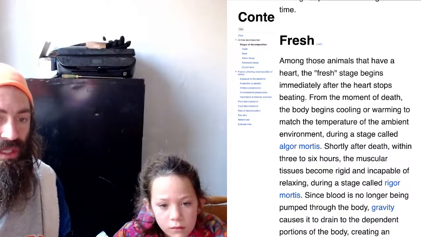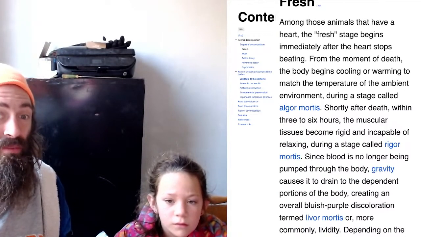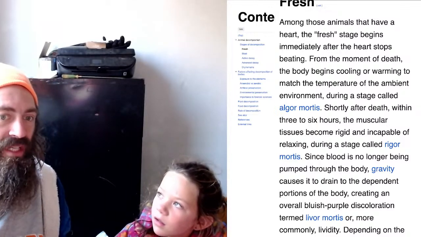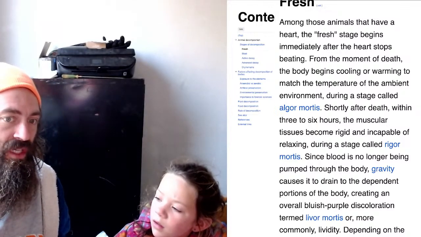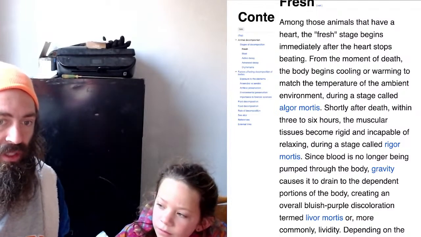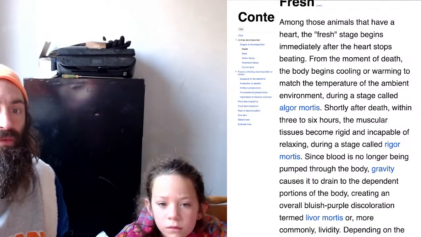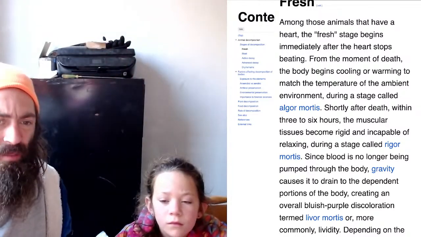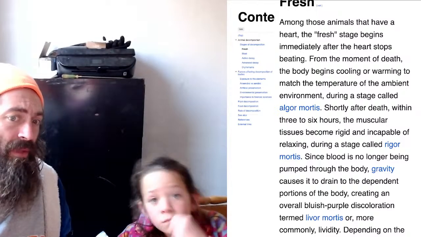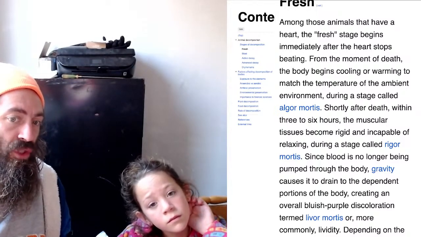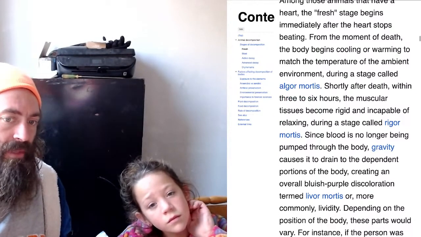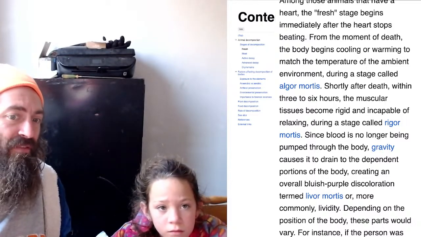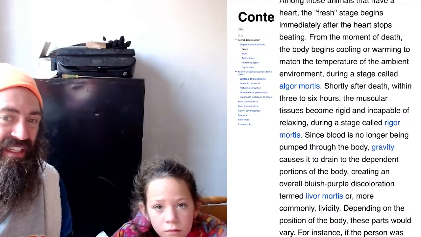called rigor mortis. Okay, so rigor mortis is actually when they're dead? With a C, rigor mortis, right? It's a stage shortly after death, within 3 to 6 hours, the muscular tissues become rigid and incapable of relaxing during a stage called rigor mortis. And maybe in the process of it becoming rigid, it kind of moves. So, since blood is no longer being pumped through the body, gravity causes it to drain to the dependent portions of the body, creating an overall bluish-purple discoloration termed livor mortis, or more commonly, lividity.